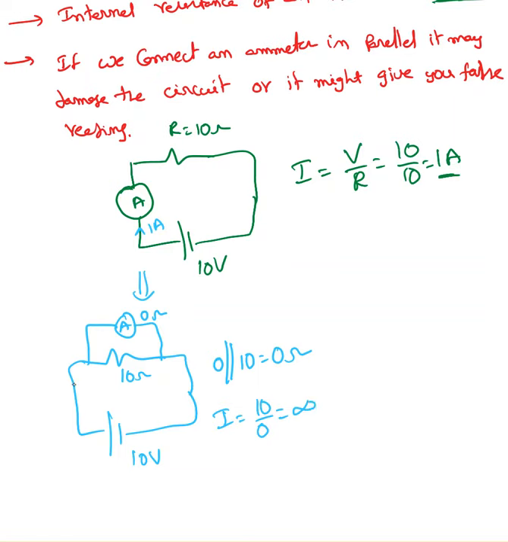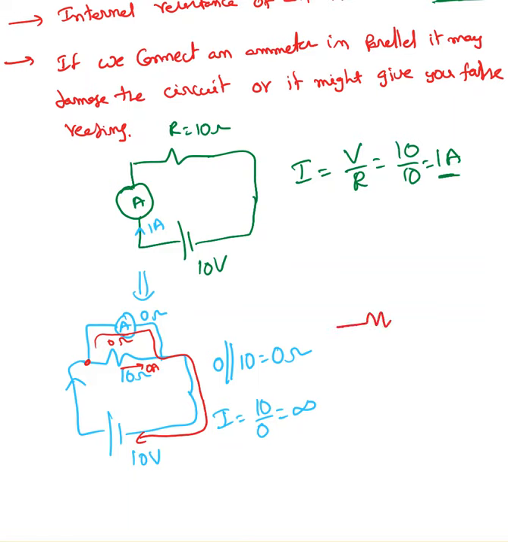Whenever the current comes to this point, it sees 0 ohms there, and it sees 10 ohms there. So there won't be any current passing through the resistor. All the current is going to pass through the ammeter to reach the negative. So it will damage the ammeter.